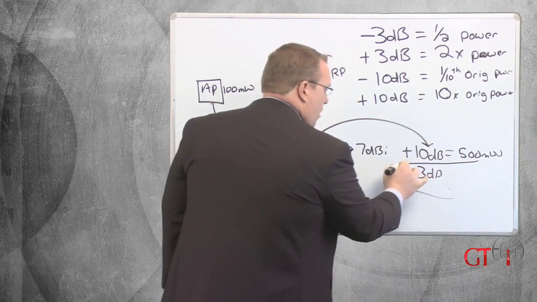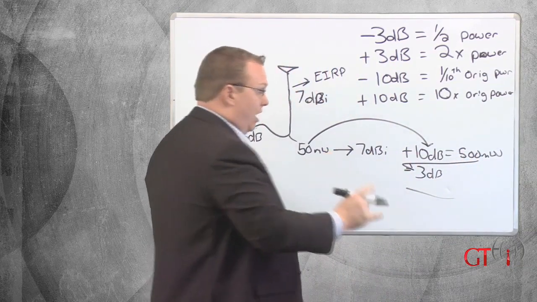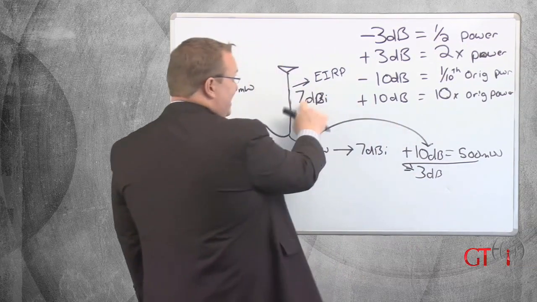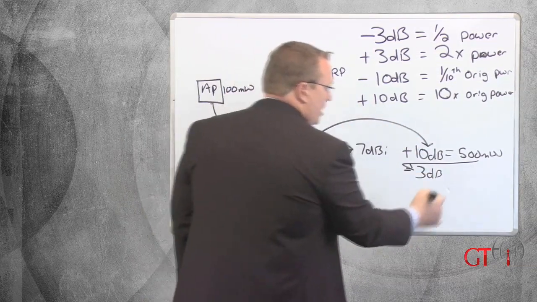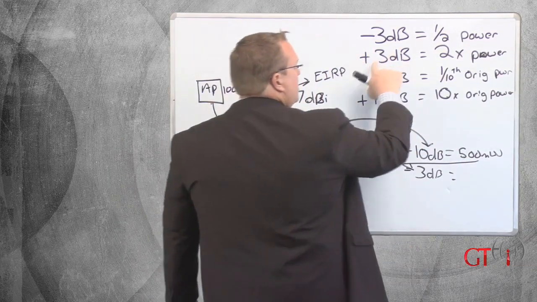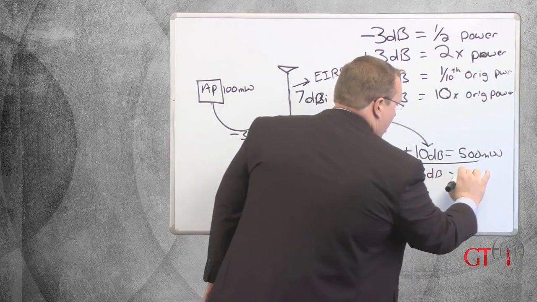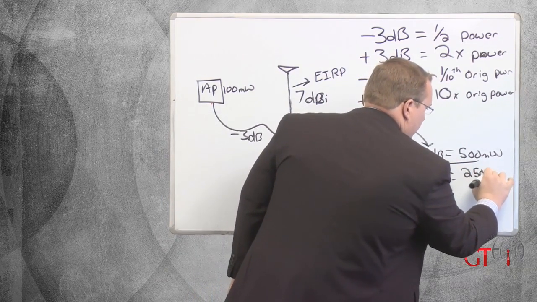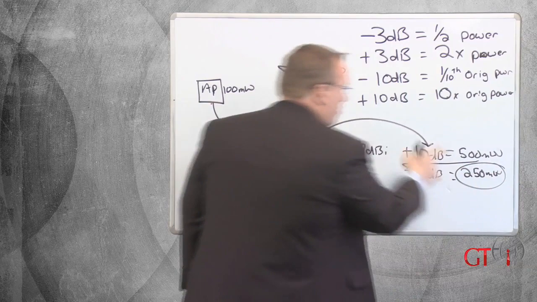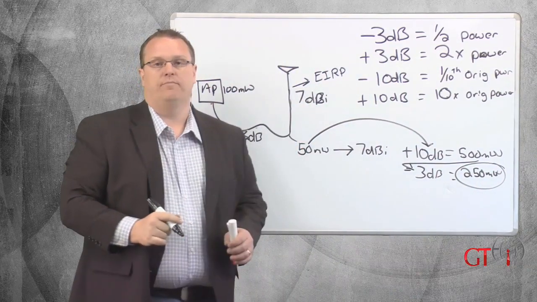That 500 milliwatts encounters a 3 decibel loss, right? Because we're trying to get to 7, so we have to do 10 minus 3. 500 gets cut in half. We are now at 250 milliwatts, which is the answer to this question.